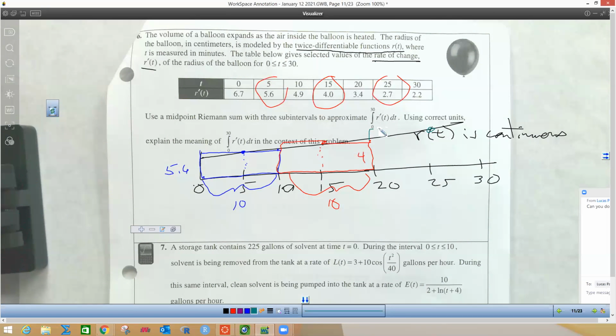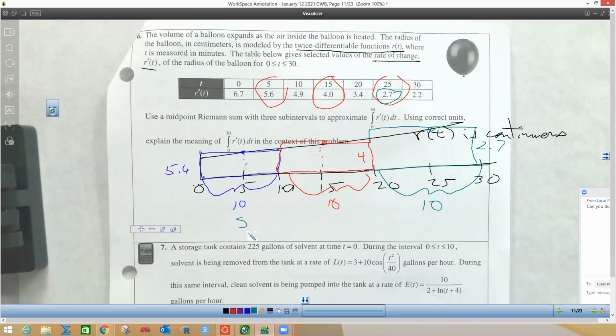Let's see, my graph is totally wrong because the midpoints actually look like they're going down, right? So I got them going up. But even though my picture's wrong, it does not matter if I got the right numbers in there. That's still 10. And now my height is just 2.7.